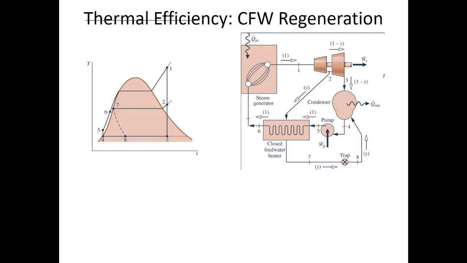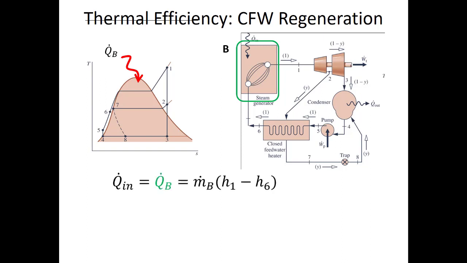So now if I'm trying to find thermal efficiency, I also need where I'm adding heat. Again, here we're only adding heat in one case, in one component. So here we add heat in the boiler. So this is m dot boiler times h out minus h in.